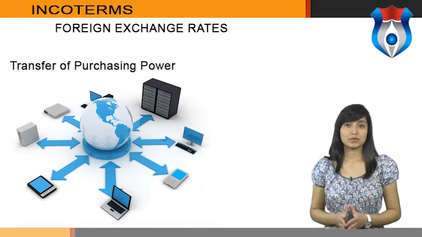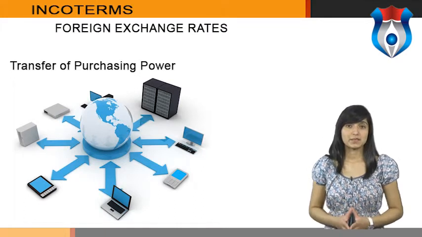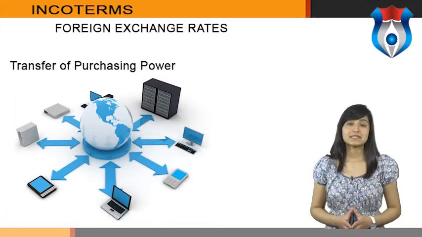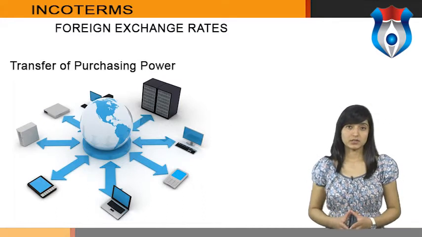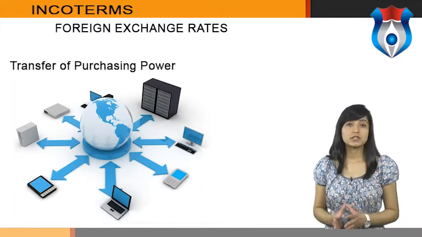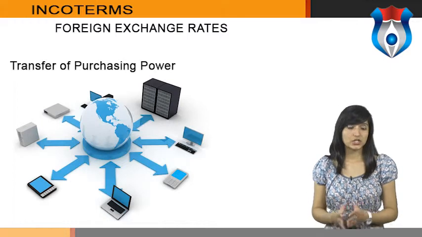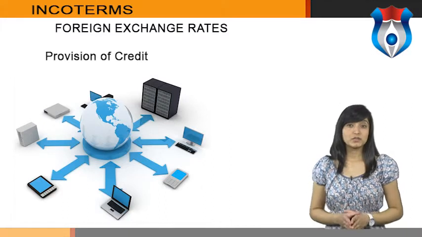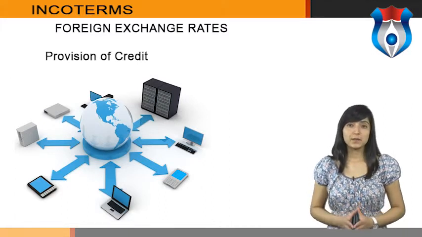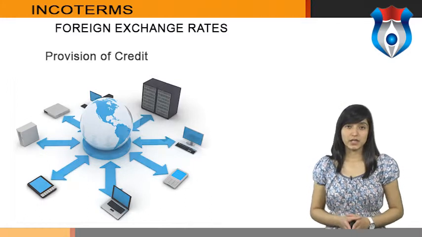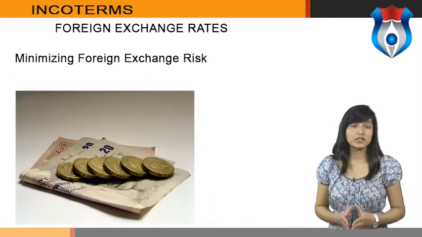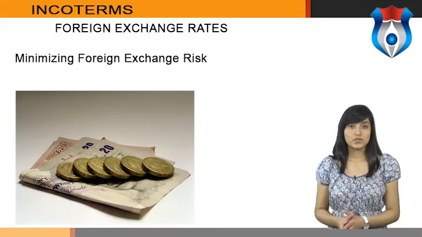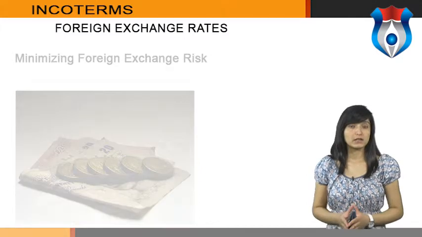Transfer of purchasing power. Transfer of purchasing power is necessary because international transactions normally involve parties in countries with different national currencies. Each party usually wants to deal in its own currency, but the transaction can be invoiced in only one currency. Provision of credit. Because the movement of goods between countries takes time, inventory in transit must be financed. Minimizing foreign exchange risk. The foreign exchange market provides hedging facilities for transferring foreign exchange risk to someone else.